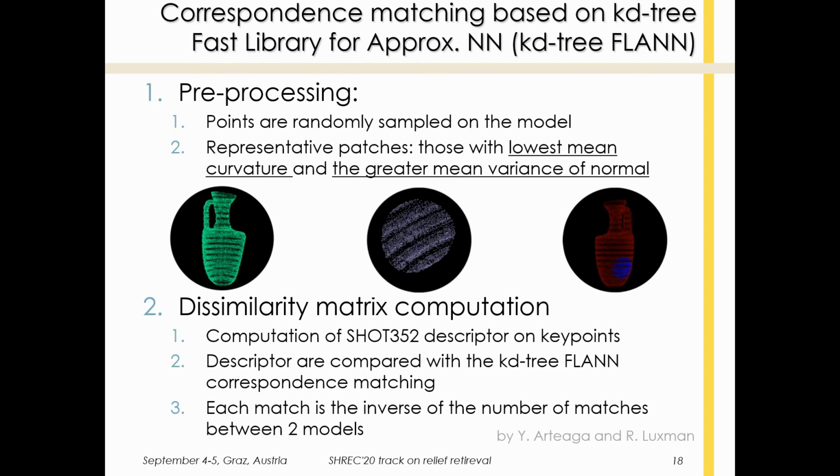Multiple patches are randomly sampled on the mesh, and then the ones with the lowest mean curvature and the highest mean variance of normals are considered. For each patch, the authors detect key points that are suitable for effective descriptor and matching. Then, the local feature descriptor SHOT352 is applied for each of the detected key points. The obtained features are then matched using the KD-tree FLANN correspondence matching method, and such information is used to create a dissimilarity matrix. If between two models no matches are found, then the value in the dissimilarity matrix is set to 1.